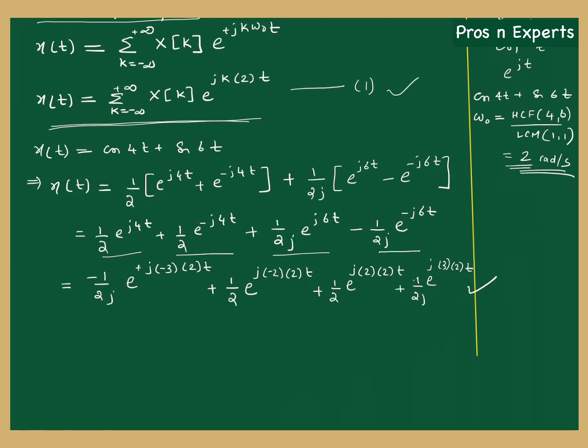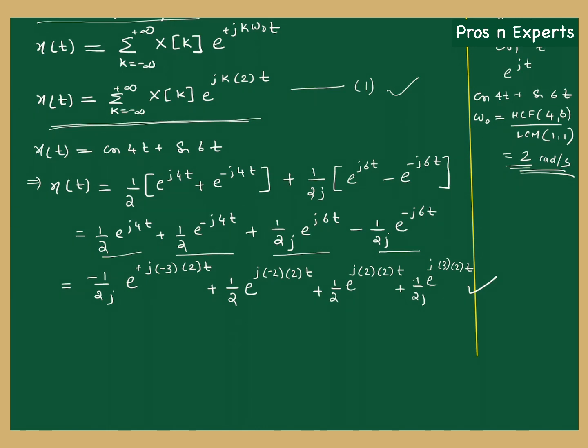Okay, so the same strategy I'm going to follow in this equation. You have to spot the signal in every term, and whatever is multiplied with this signal will give you x of k. Okay, this is x of k. So the coefficient of the signal will give you x of k. And what is the value of k? Every term will give you its own value of k.